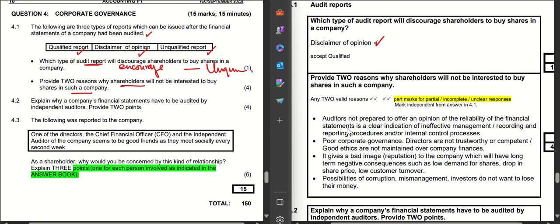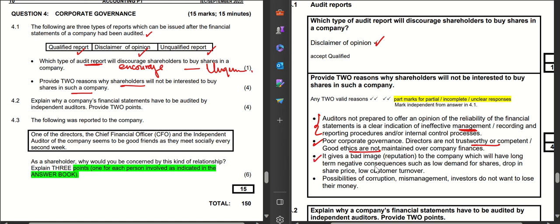If you're to answer that, here are the responses that you can use. Auditors not prepared to offer an opinion of the reliability of the financial statements is a clear indication of ineffective management. Okay, so as a shareholder, you would not want to be part of a company where there is ineffective management. And then the second point is that there is poor corporate governance. Directors are not trustworthy or competent. It is also indicating that good ethics are not maintained over the company's finances.